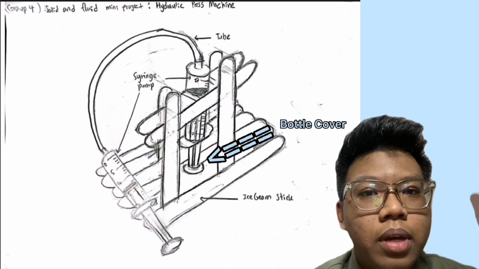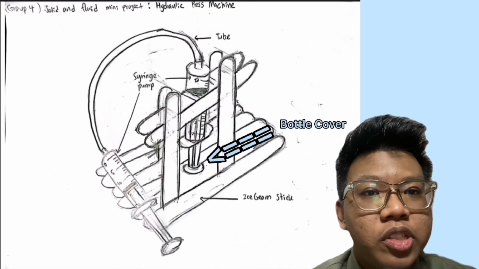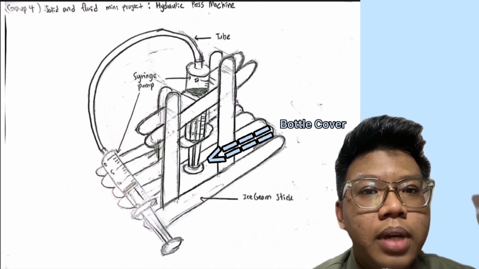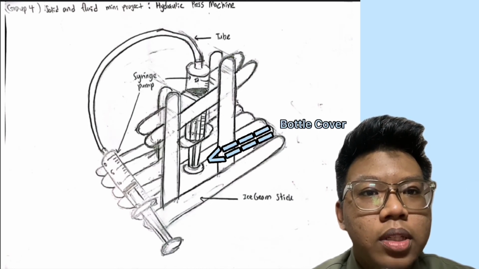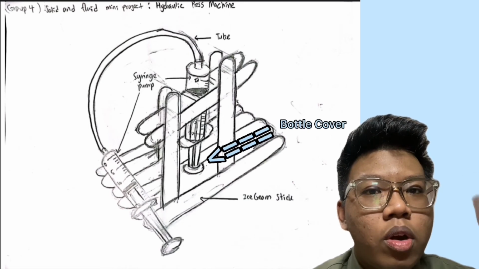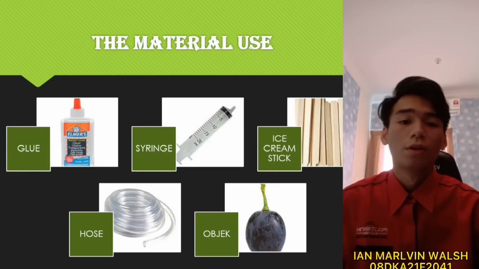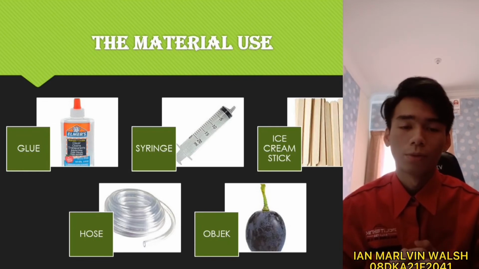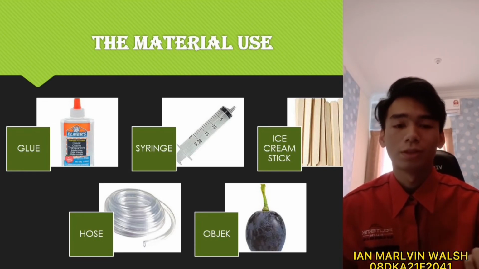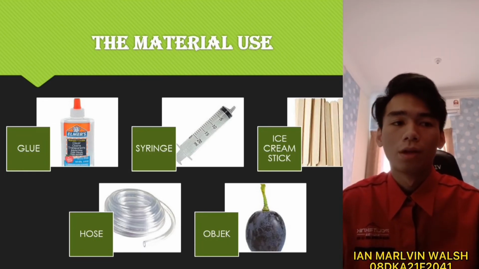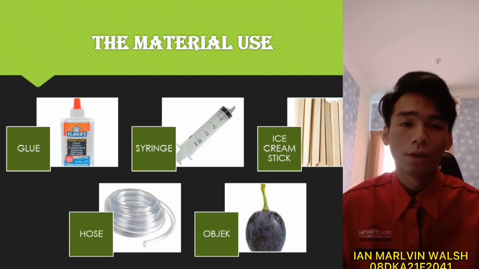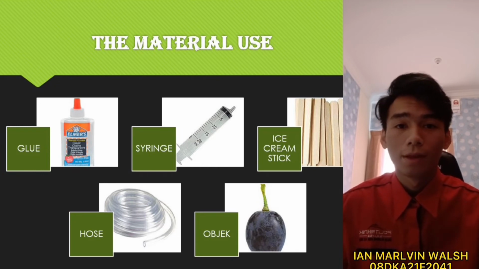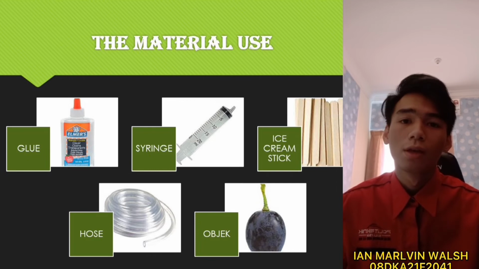Then I'll talk about the diagram of my team's mini project. Here we have an ice cream stick, a spring, a bottle cover, and a tube or mini pipe. For the materials in our mini project, first is popsicle sticks. We bought them in a full set. And the second one is clear tubing with a length of 1 meter, and hot glue guns of course.